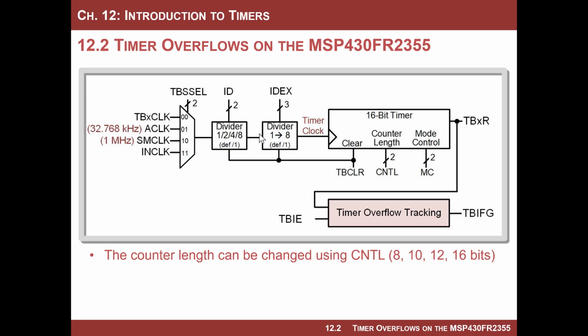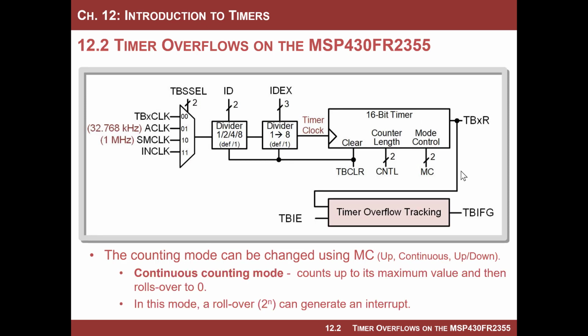So just like these dividers slow the clock down in order to get a really slow overflow, you can change the length of the timer or the binary counter to speed up the overflows. So when you're trying to go faster, you wouldn't divide the clocks, you just shorten this. And you can use these bits called the control bits, and you have 4 different settings. The default is 16, but you can also get an 8, 10, or 12-bit counter, okay?